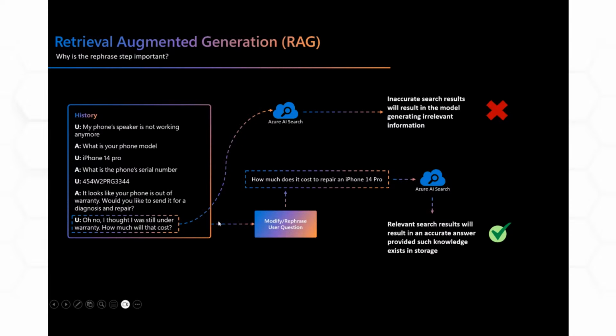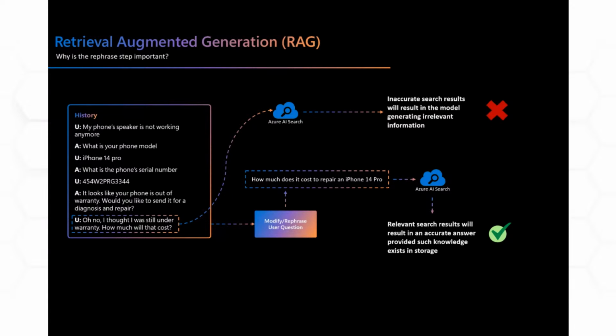What you want is to rephrase it, and then the model would look at the entire context and say, oh, this should be, how much does it cost to repair an iPhone 14 Pro? That gets sent to search, and then you can get relevant results, and the model will be better at generating a good response.